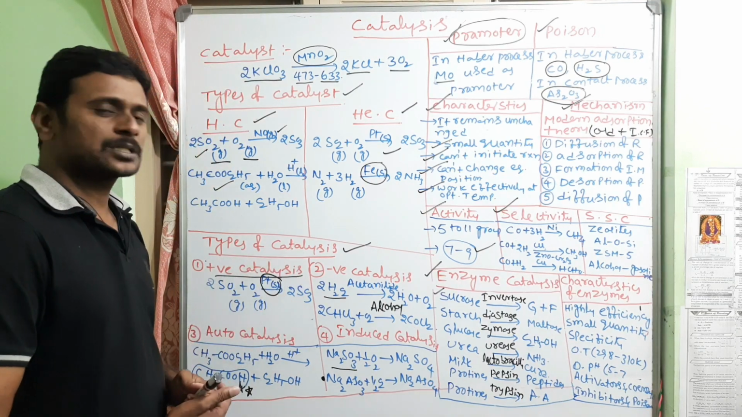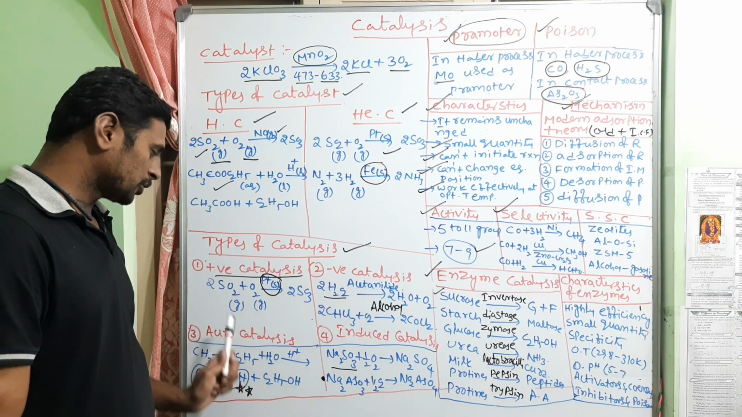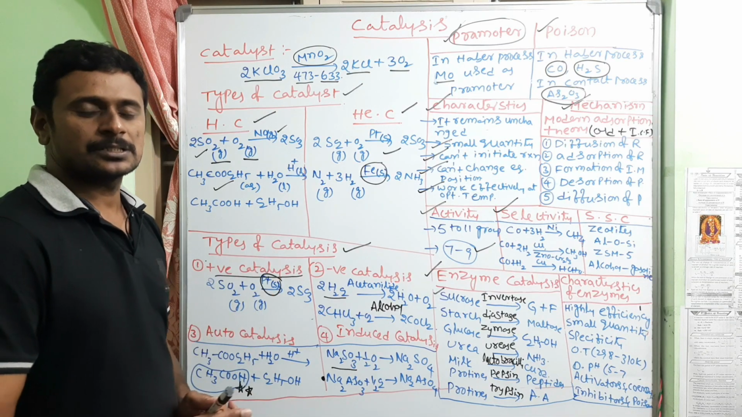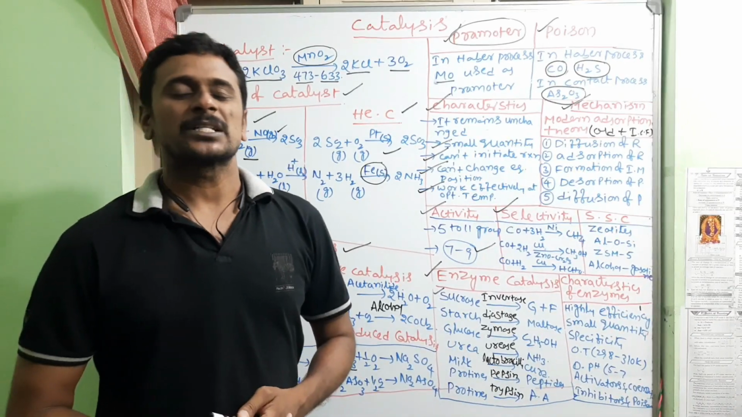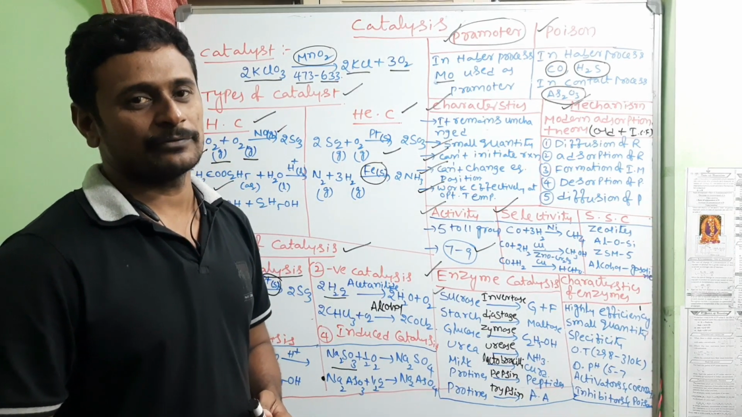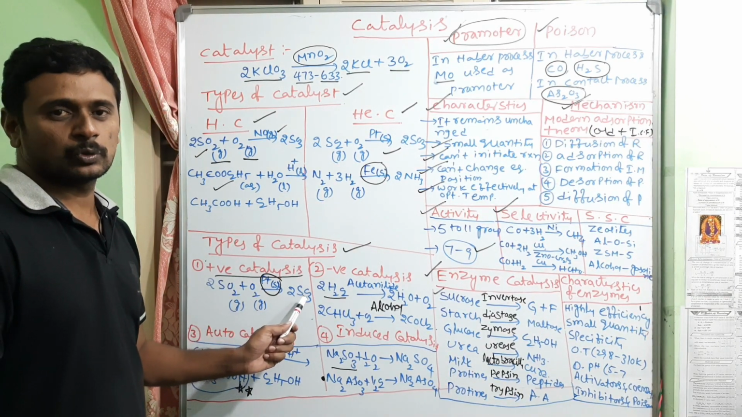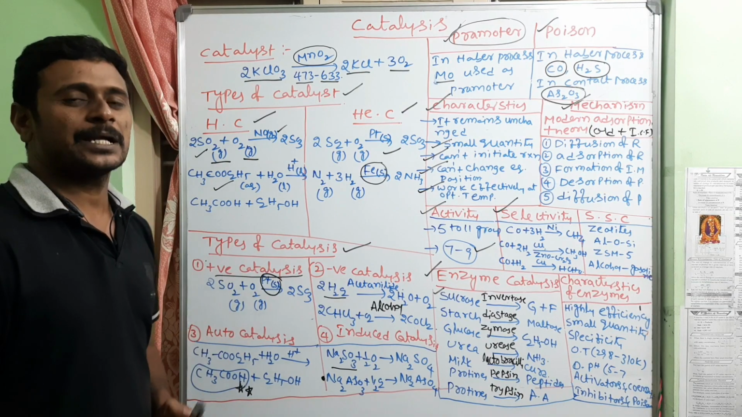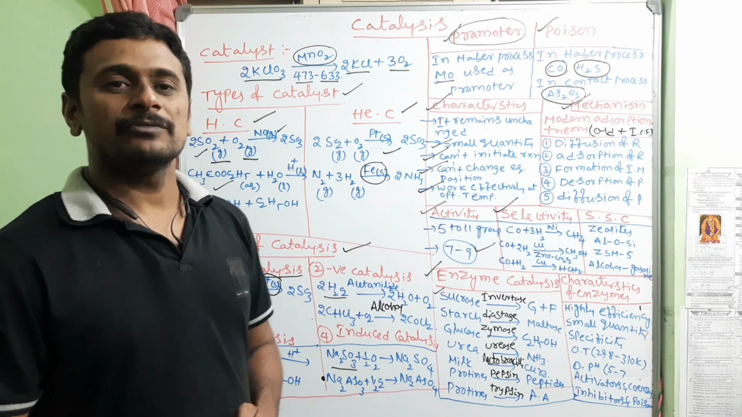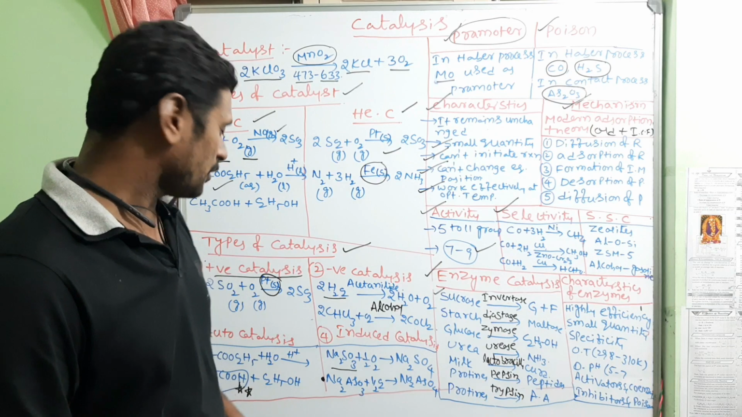The next classification: positive catalysis, negative catalysis, autocatalysis, induced catalysis. Positive catalysis means the substance which increases the speed of chemical reaction by decreasing the activation energy of reactants. For example, SO2 plus O2 gives 2SO3. Here platinum acts as a positive catalyst, which increases the speed of chemical reaction by decreasing the activation energy of reactants.